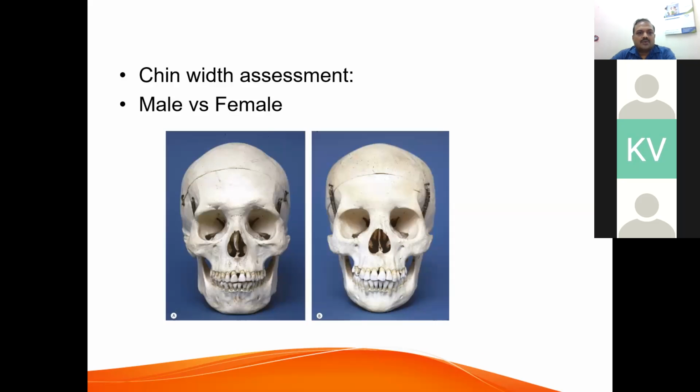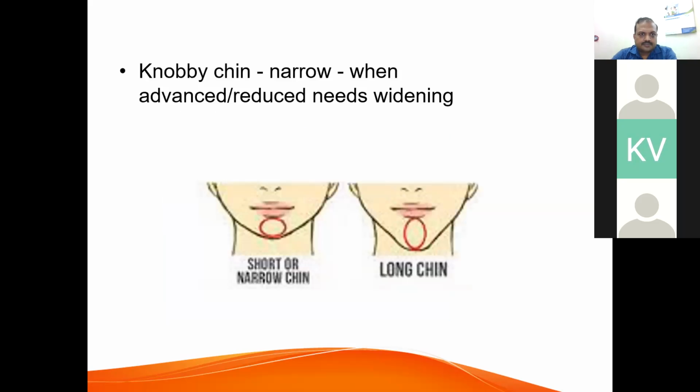Females will have a narrow chin. The males will have a squarish chin. So the skull shows the difference in the gender morphology of the chin. Some individuals will have a knobby chin, so a knobby chin will be there, a narrow chin.